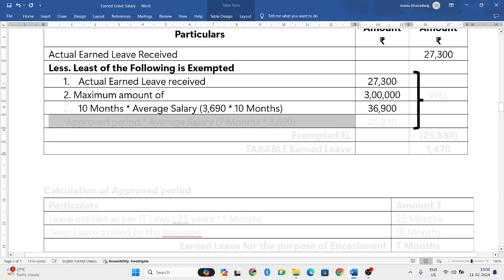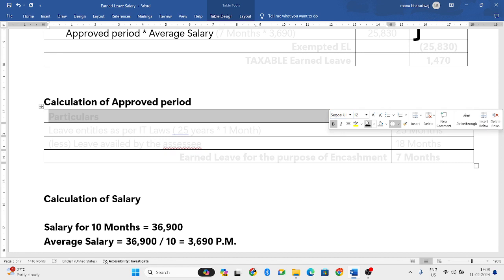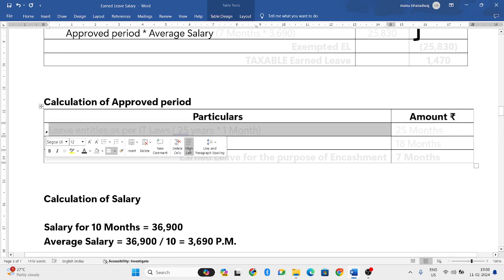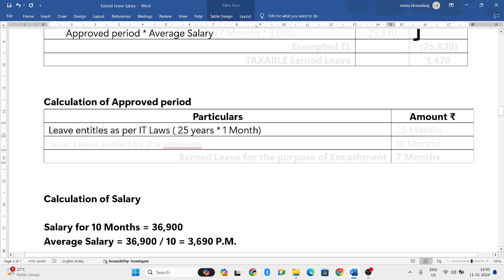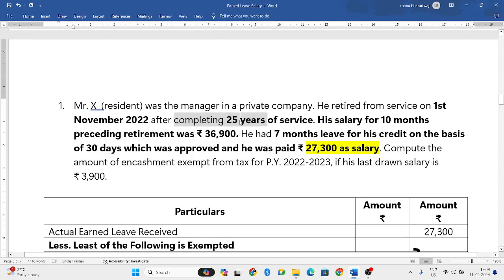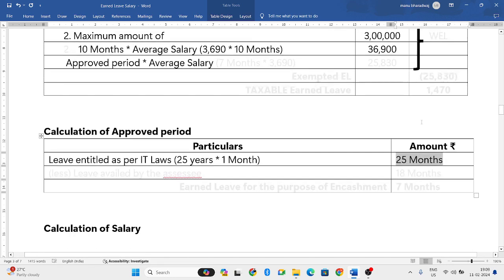Next, the fourth exemption is approved period into average salary. So now I need to calculate the approved period. For the calculation of approved period, take the same two columns, particulars and rupees. Leave entitled as per IT laws: how many years has he completed his service? 25 years of service. He will get 1 month of EL for each year, so 25 years into 1 month, the total will be 25 months. Means he can take a total of 25 months as EL.